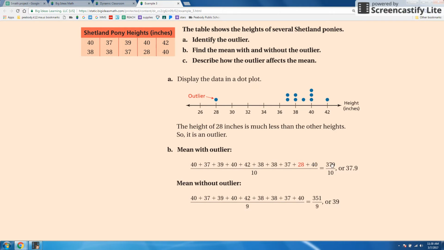If you didn't realize that you could just take your mean here, this total, and subtract the outlier, another way to do it would be to add all of the numbers except for the 28, and you get the same thing, the 351. Just remember, you're dividing it by 9 because you're adding less numbers.